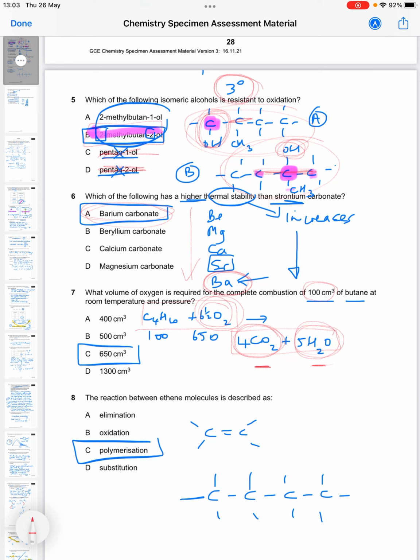We know because it's looking for a volume of gas that it's just a simple ratio. So 100 then to 650. If it was 1, it would be 6.5. So you're just multiplying up. So the answer there is C, 650. Question 8, the reaction between ethene molecules is described as, well, we know that ethene has a double bond in the middle, so if you're reacting many of those molecules together, it's polymerization.